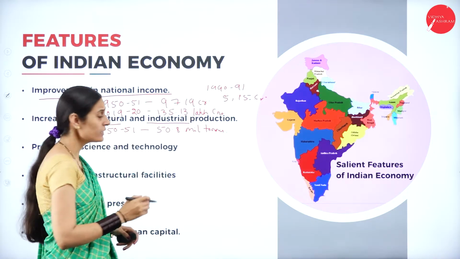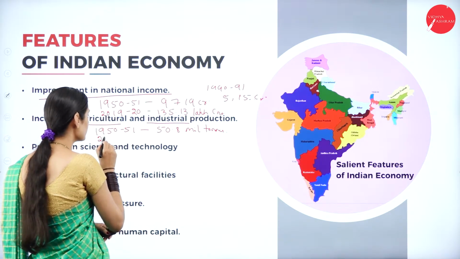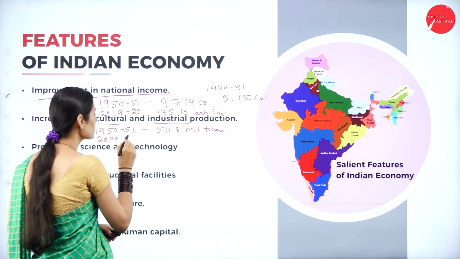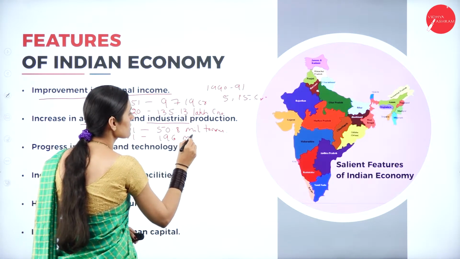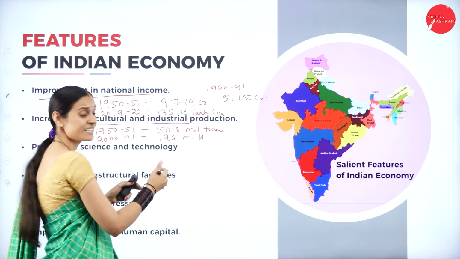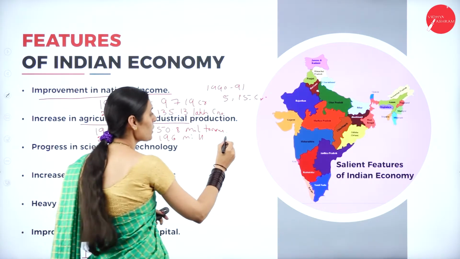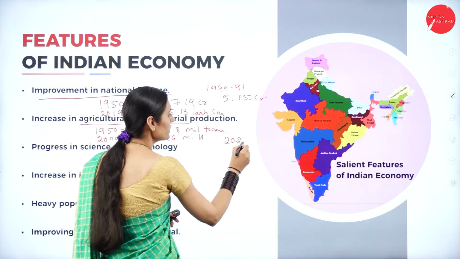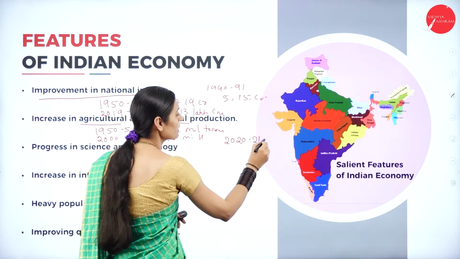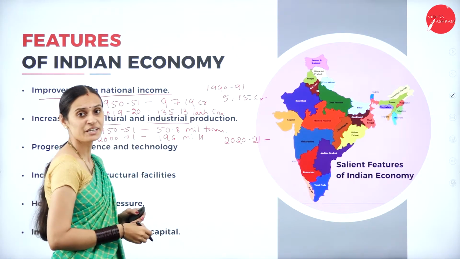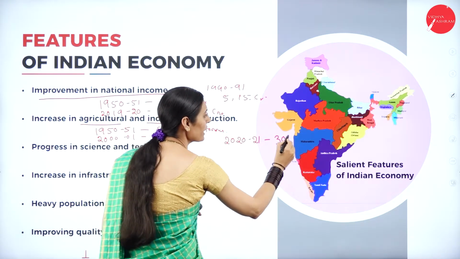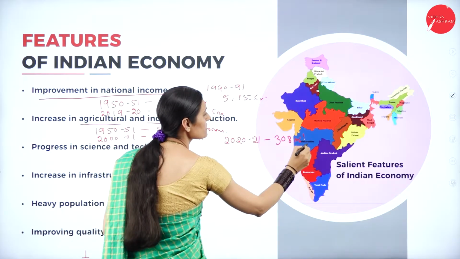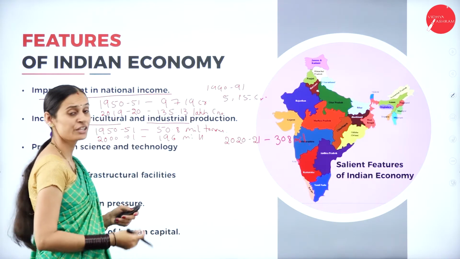Okay, in 2000 to 2001, it was 196 million tons, just increasing. And in 2020-21, so what is the agriculture production? That is approximately 308 million tons. So how much is increasing?